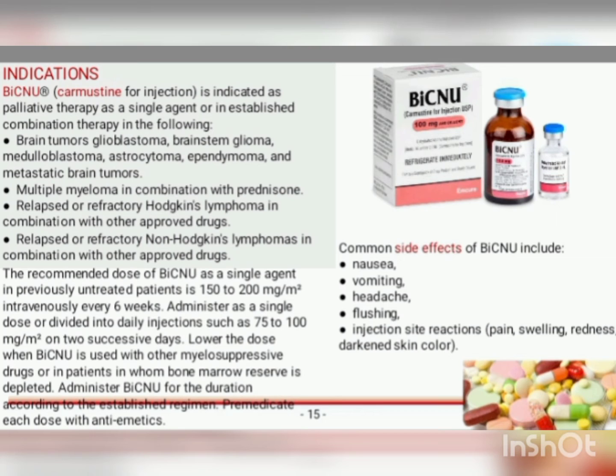The recommended dose of BiCNU as a single agent in previously untreated patients is 150 to 200 mg/m² intravenously every 6 weeks. Administer as a single dose or divided into daily injections, such as 75 to 100 mg/m² on 2 successive days. Lower the dose when BiCNU is used with other myelosuppressive drugs or in patients whose bone marrow reserve is depleted. Common side effects of BiCNU: nausea, vomiting, headache, flushing, injection site reaction.